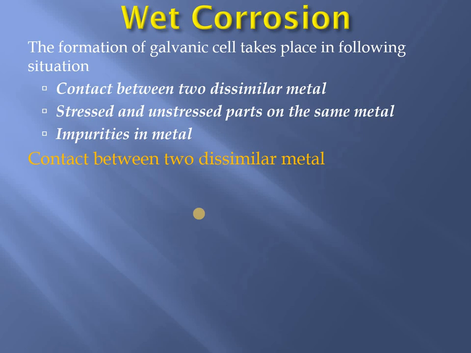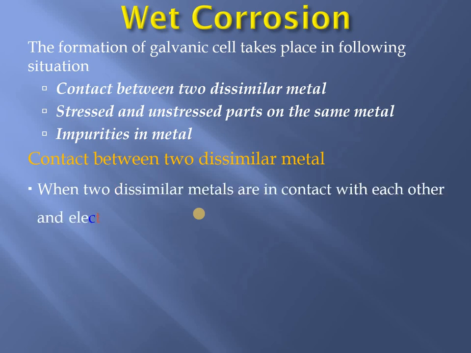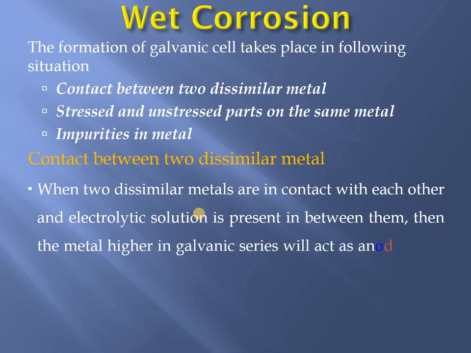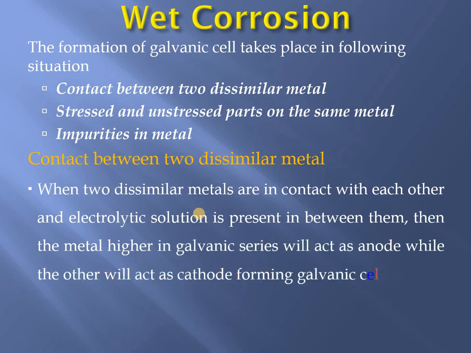When two dissimilar metals are in contact with each other and further they come in contact with an electrolytic solution, aqueous media, then there is a formation of anodic and cathodic metal. The metal which is placed higher in the galvanic series will act as the anode, while the metal which is placed lower in the galvanic series will act as a cathode.